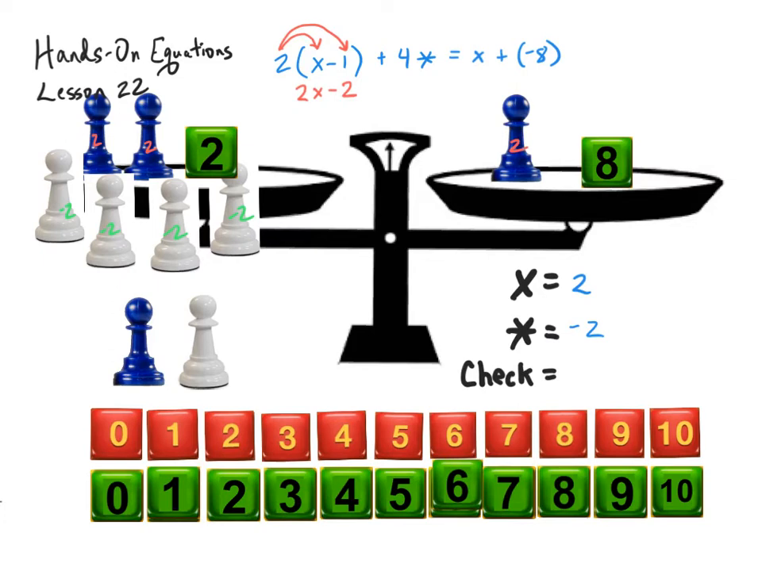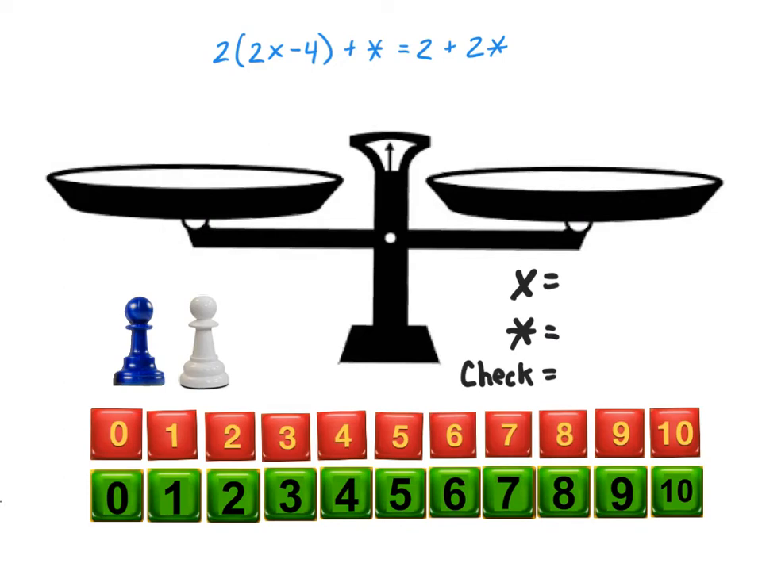On the left-hand side, we have 2, 4, 6, 8, 10 negatives. And then 2 of those negatives are going to be canceled out, so we're now back to 8 negatives. And then 2 more are going to be canceled out, so we're at 6 negatives for a total on the left-hand side. And on the right-hand side, we have 8 negatives, but 2 of them are going to be canceled out by these 2 positives. So we're also at 6 negatives on the right-hand side. So our check, negative 6 equals negative 6.